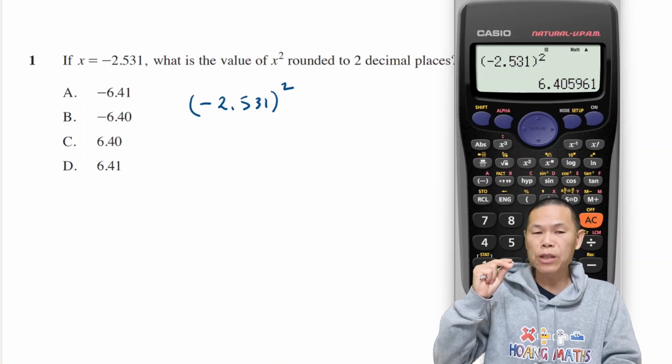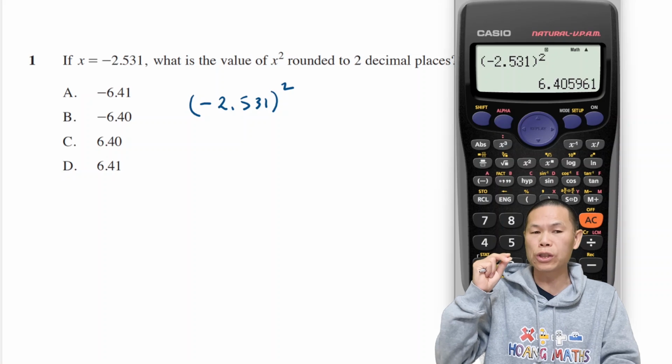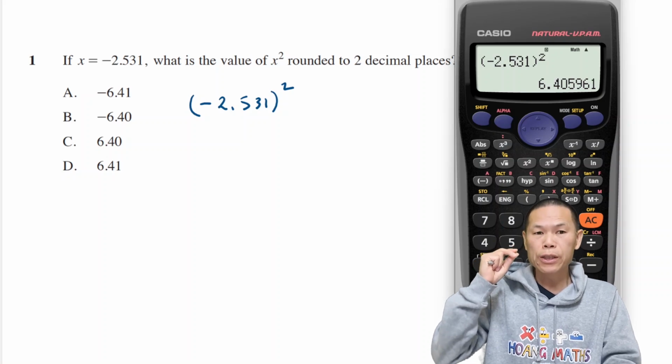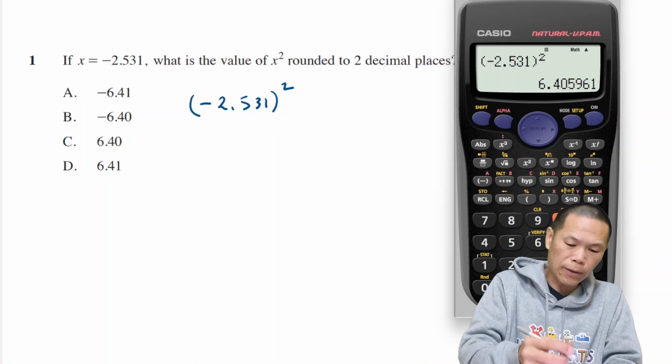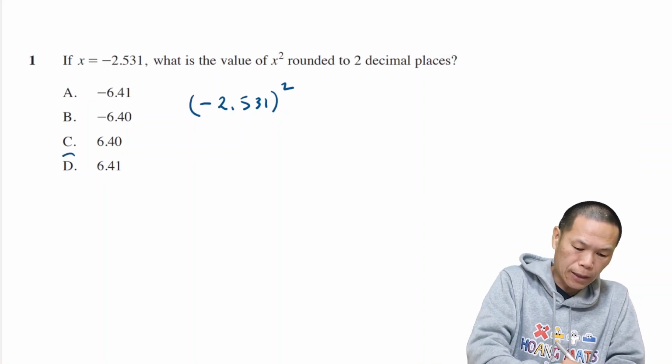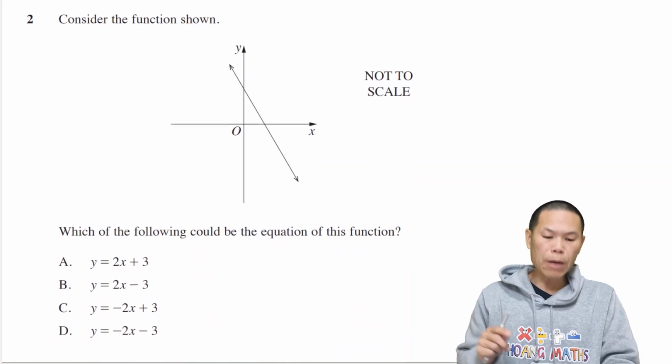The number after 0 is 5. So, halfway onward, we need to add 1 to the 0. So the answer should be 6.41. So the answer is D. There you go. Question number 2.